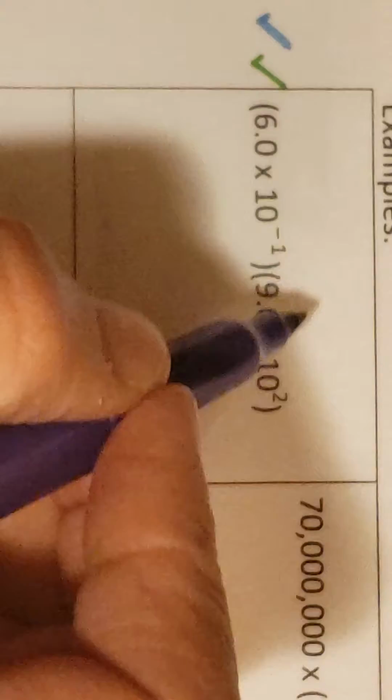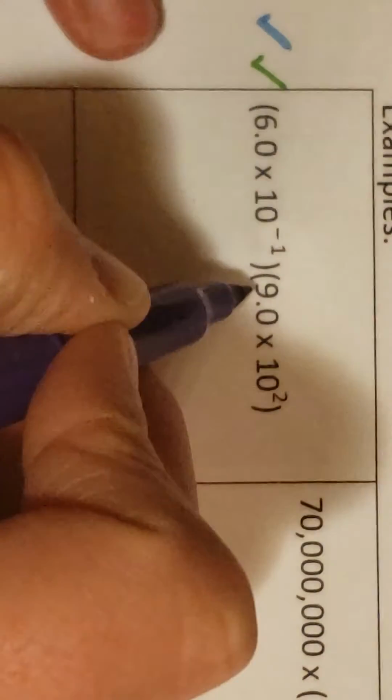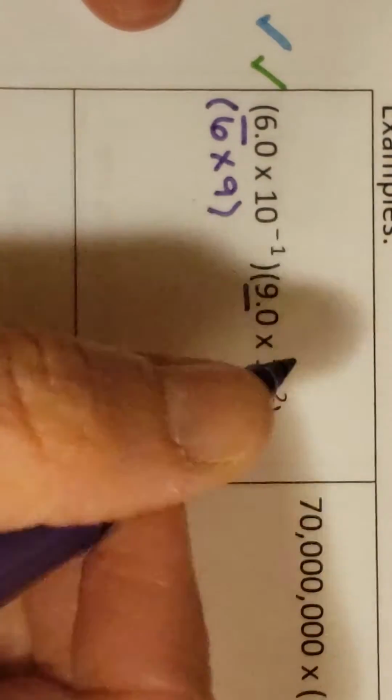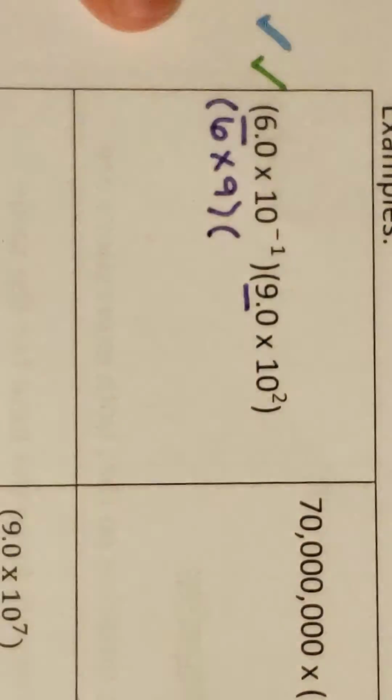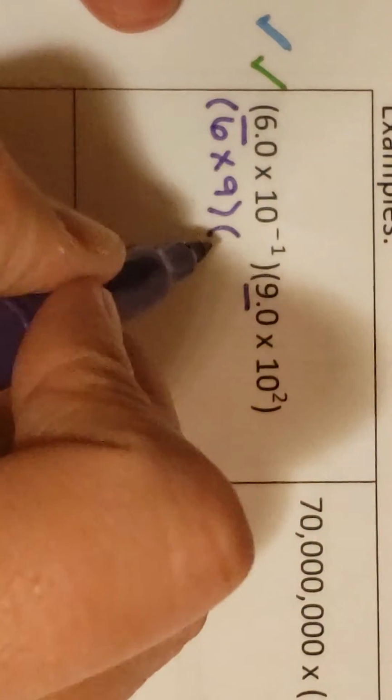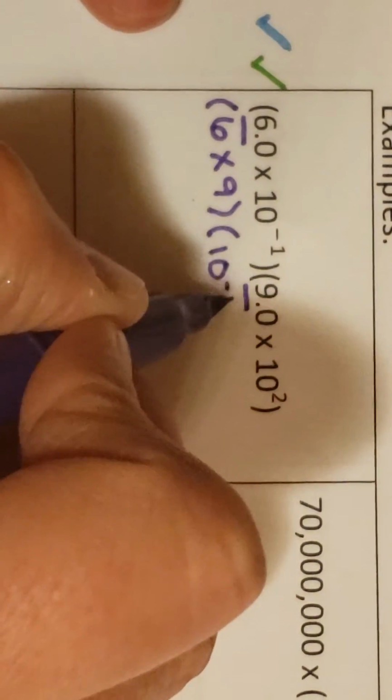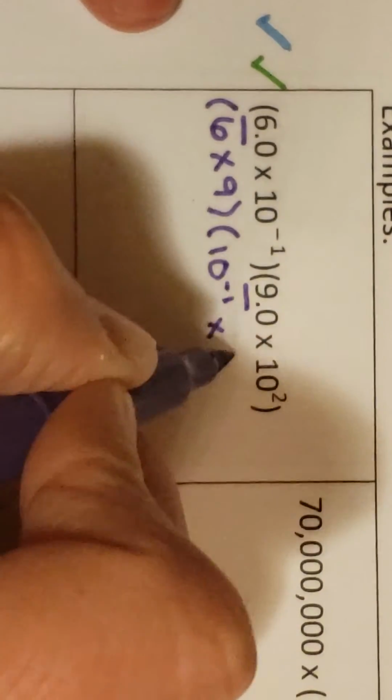Step number 3 is to multiply, because this is multiplication, the first part of each expression, 6 times 9. And then we are going to multiply the second part of each expression, 10 to the negative first times 10 squared.